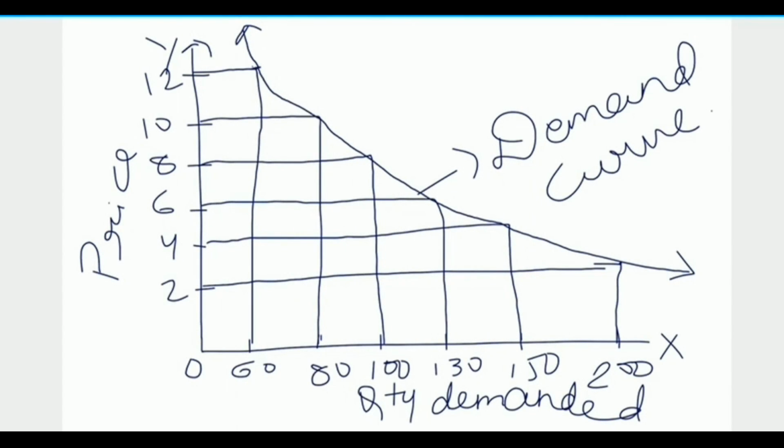I hope you all understood it. In the next video we will discuss why the demand curve slopes downward from left to right, why it is sloping downward from left to right like this. We will discuss it in our next video.